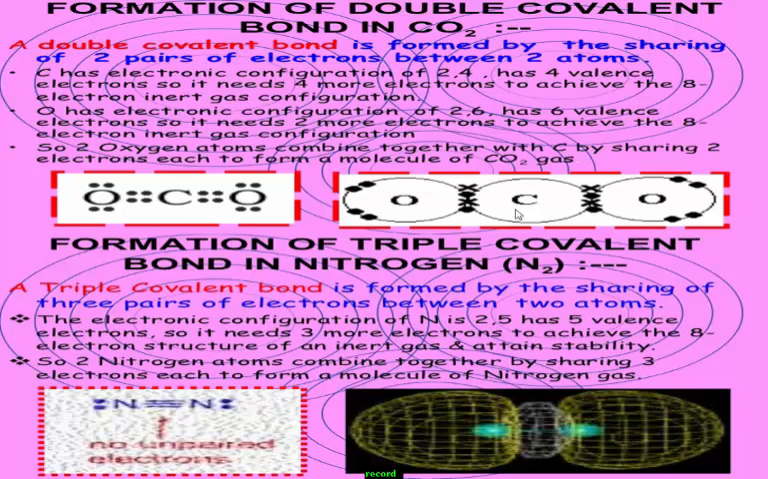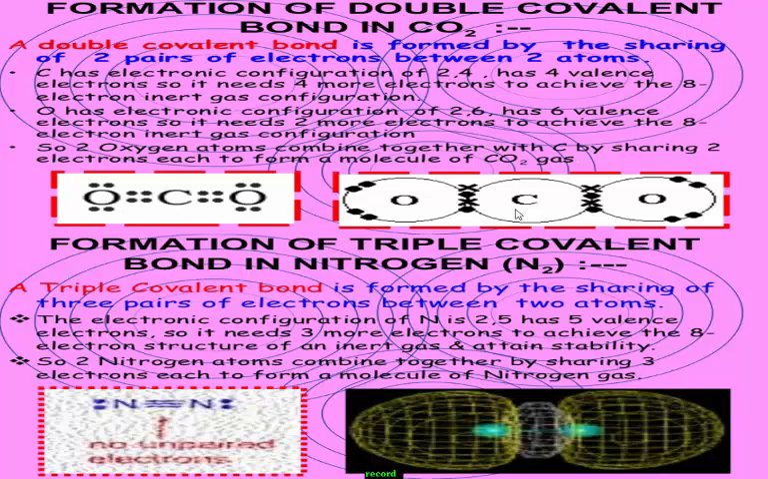Students, we know if 2 pairs of electrons are involved in the mutual sharing, then a double covalent bond is formed. If 3 pairs of electrons are involved in the sharing, then the triple covalent bond is formed. If you take an example, the electronic configuration of nitrogen is 2,5 because its atomic number is 7. It contains 5 valence electrons, so it needs only 3 more electrons to achieve the octet configuration.